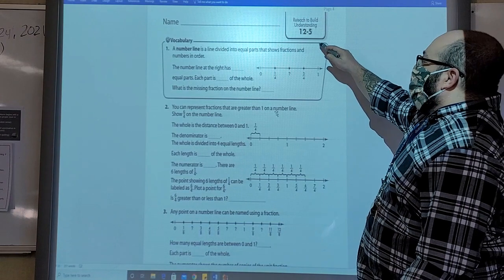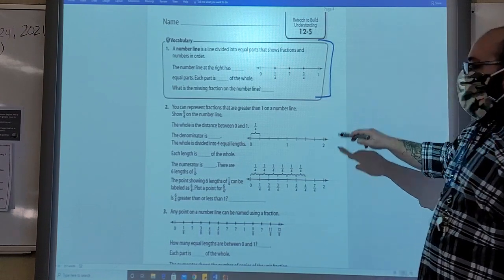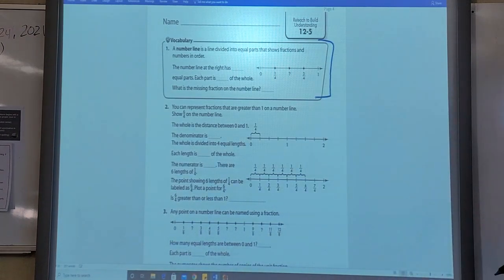Okay, let's start up here. We are going to go over these, and then you're going to work on these on your own. But again, you guys need to read the instructions, you need to listen to me, and you need to try them on your own. I am not going to come around and give you answers. That is not how we do this. You need to do the work.